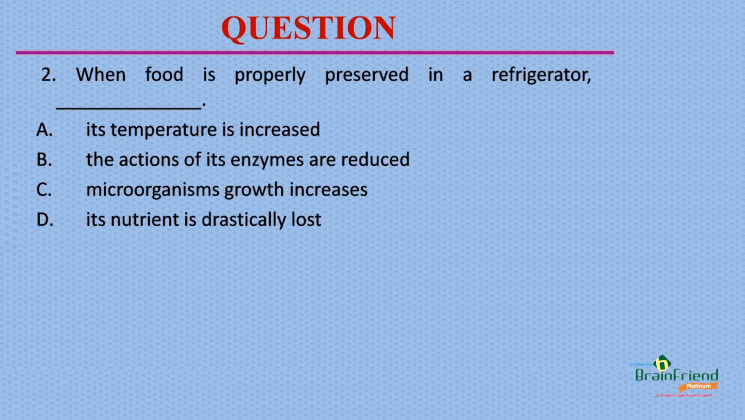Question number 2. When food is properly preserved in a refrigerator, A. Its temperature is increased. B. The actions of its enzymes are reduced. C. Microorganisms' growth increases. Or D. Its nutrient is drastically lost. The correct answer is B. The actions of its enzymes are reduced.